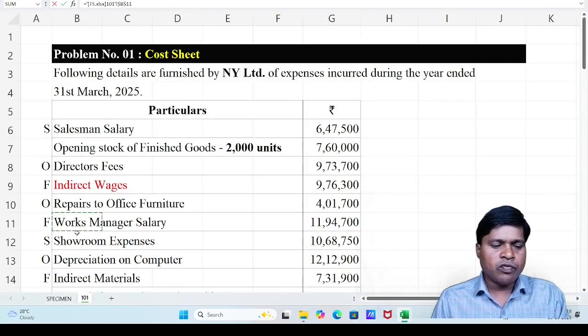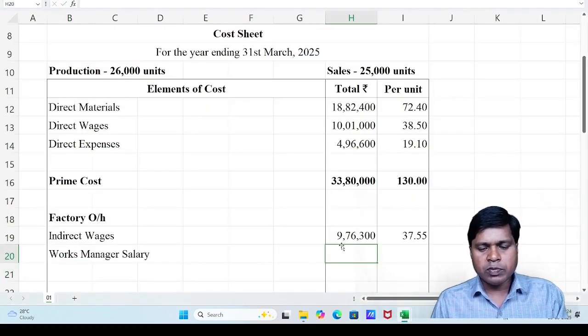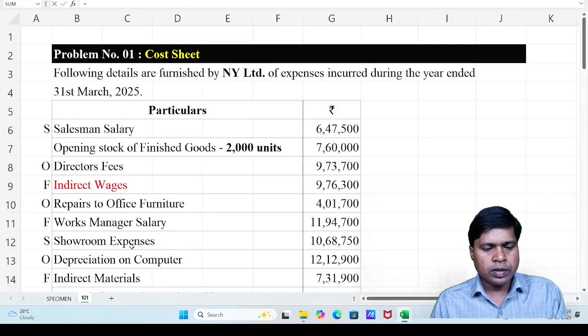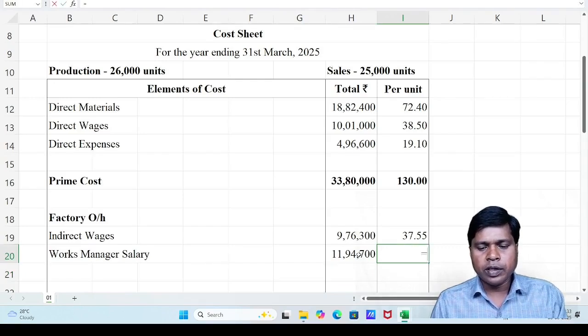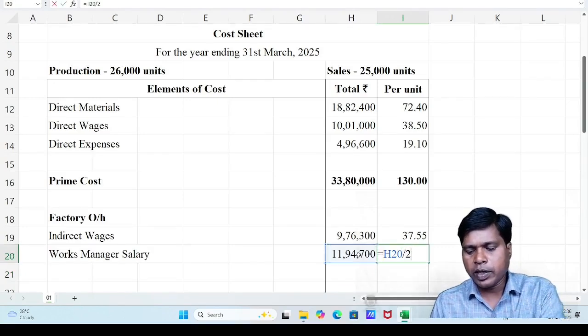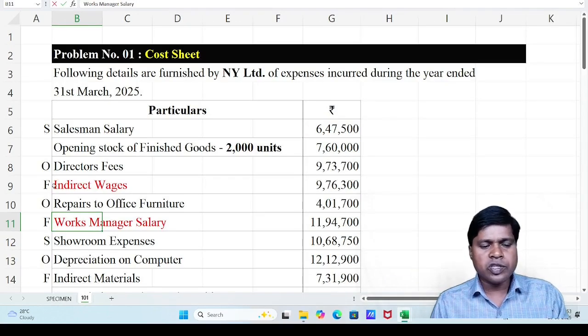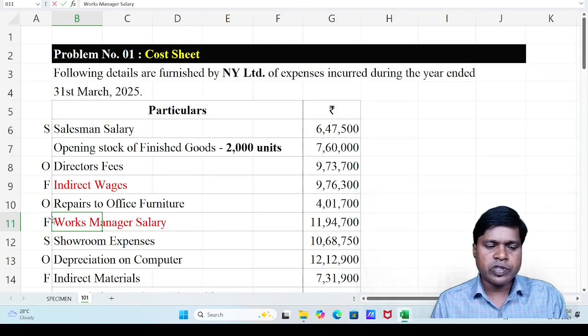You can see F for factory overheads, works manager salary. Works manager salary 11,94,700, and calculate per unit: 11,94,700 divided by production 26,000 units. Now we can easily record, after marking F for factory overheads, indirect wages, F for works manager salary. It means we have to record these items under work overheads or factory overheads.